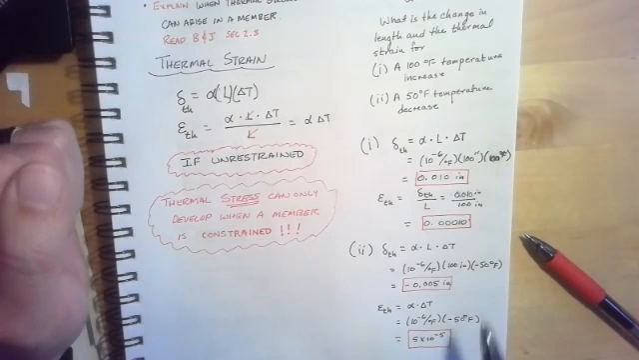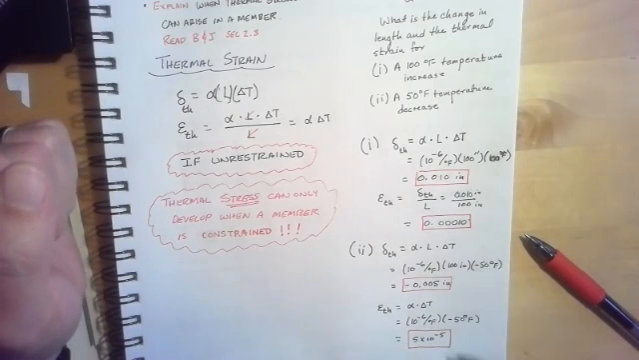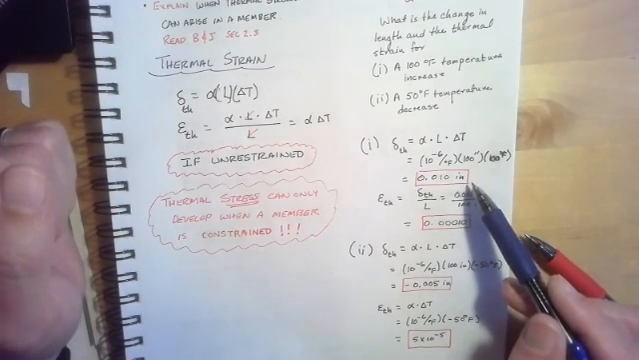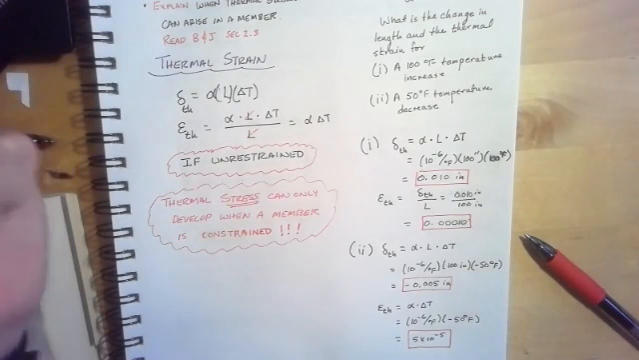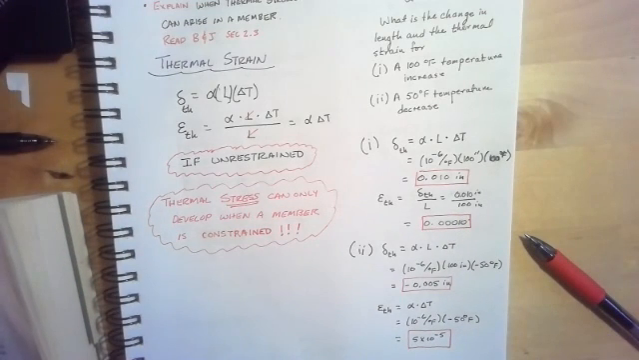So once again, strain comes out in unitless dimension. The deformations come out in units of length. So they stay dimensionally consistent. That's it for lesson 8.